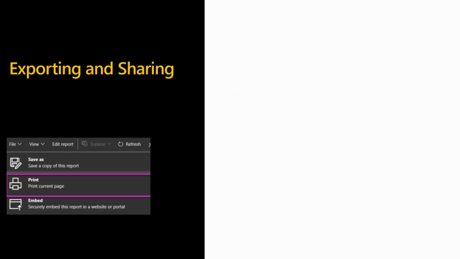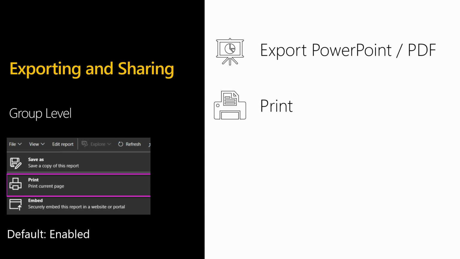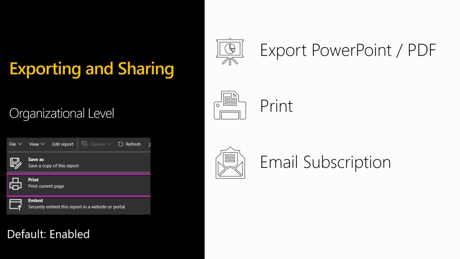There are a number of settings that relate to exporting and sharing in Power BI. You can control whether users can export to PowerPoint, PDF, or print their reports. These features can be controlled at group level and are enabled by default. You can also control whether your users can configure email subscriptions for reports. This feature can be controlled at organizational level only and is enabled by default.